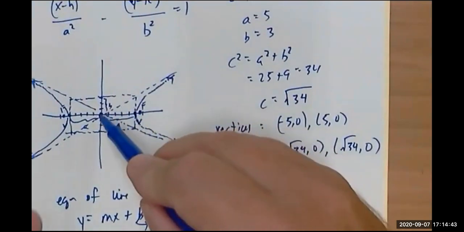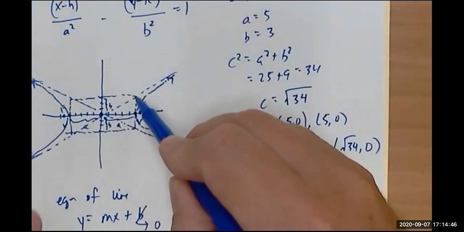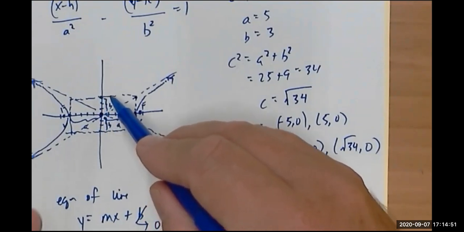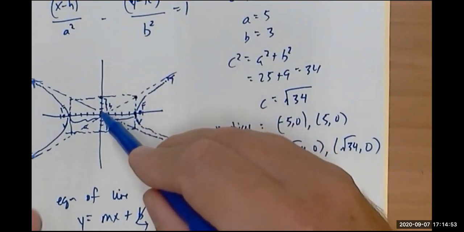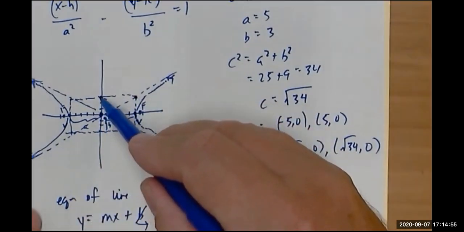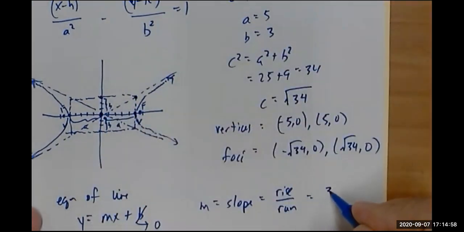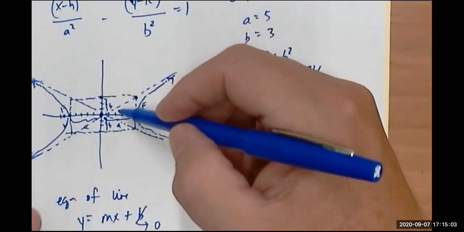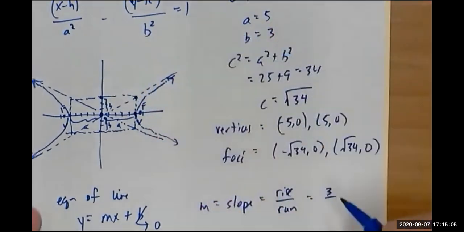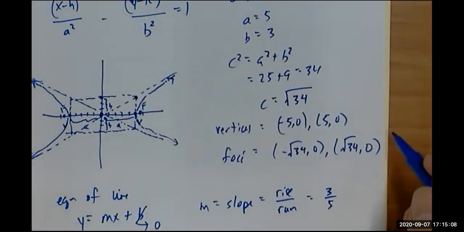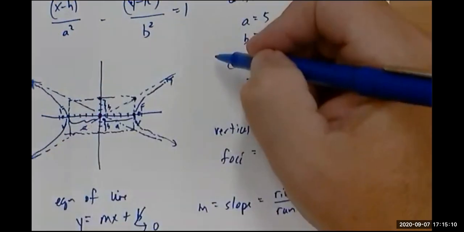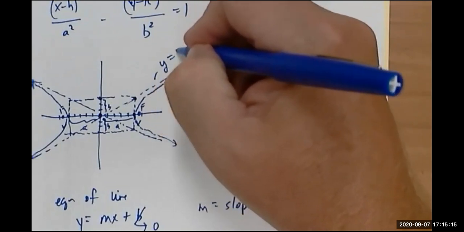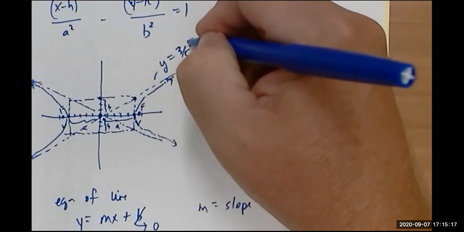So for us, I'm going to choose the center and the corner, and the rise is how far up you have to go, and the run is how far over. So for this asymptote, I had to go up 3, and then to get from here to here, 1, 2, 3, 4, I had to go over 5. Those are both positive numbers. The slope of this asymptote is 3/5. So the equation of that line is y equals 3/5 x.